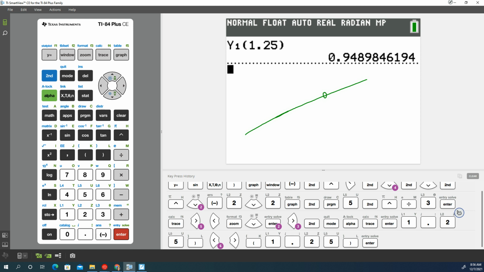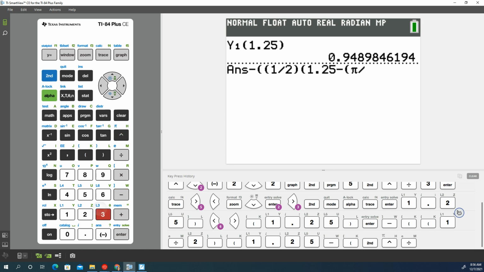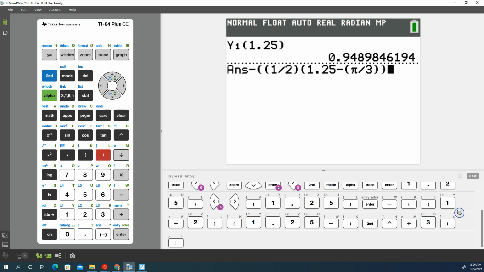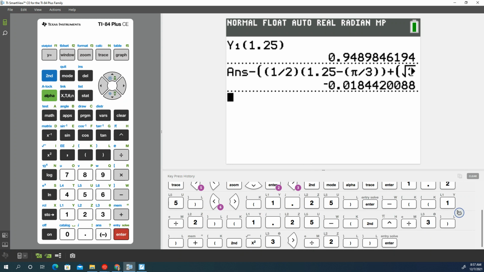I could do this in my calculator, taking that minus what I got when I plugged it into my linearization. So that was 1/2 times 1.25 minus pi over 3. Anytime I'm doing radians, like pi over 3, I put those in decimals. Anytime I'm doing fractions, really in general, same with the square root of 3 over 2, minus that whole thing. There's that number, but we take the absolute value of it because technically we only count the error as positive.